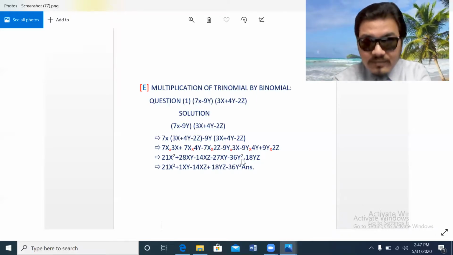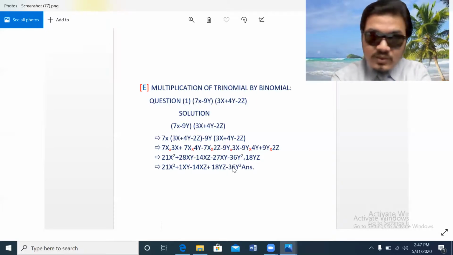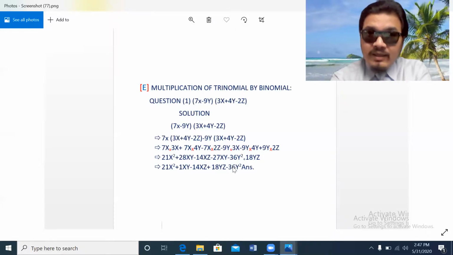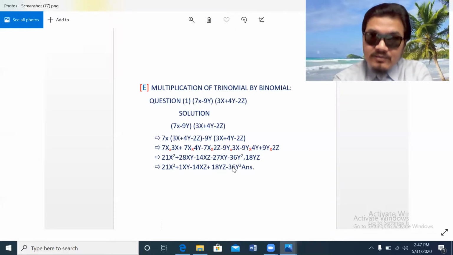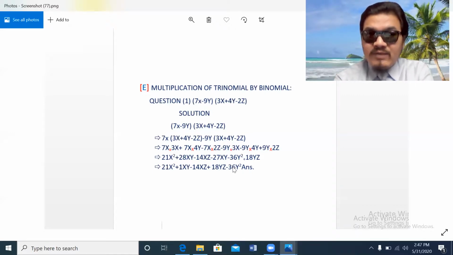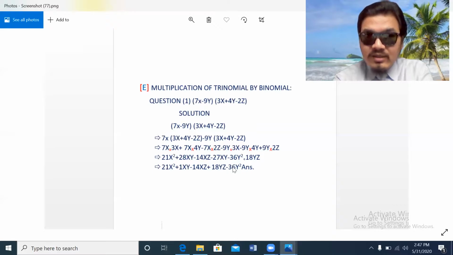All the other terms are unlike terms. That's why we are writing 14xz only, okay? And this is plus 18yz and minus 36y square only. And like this we have to multiply, and after multiplication, we have to check which are like terms and which are unlike terms, okay? If there are like terms, according to sign, we have to add and subtract.